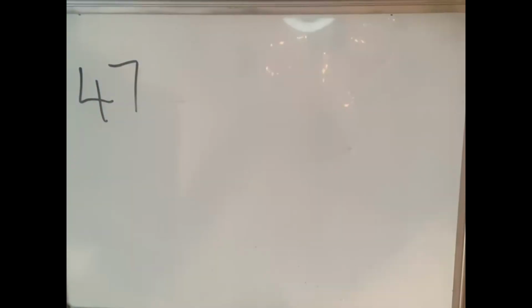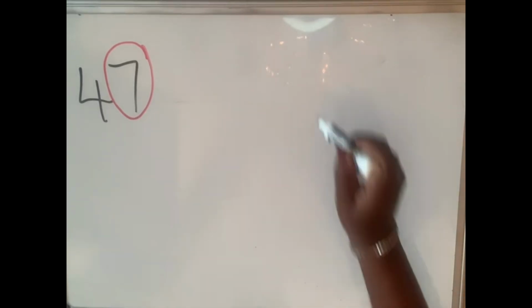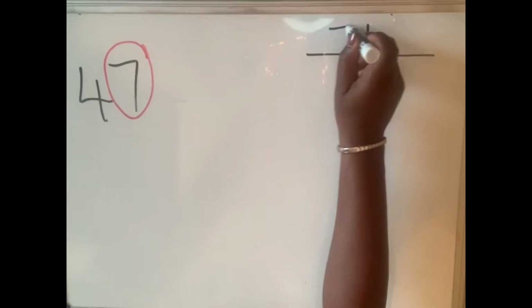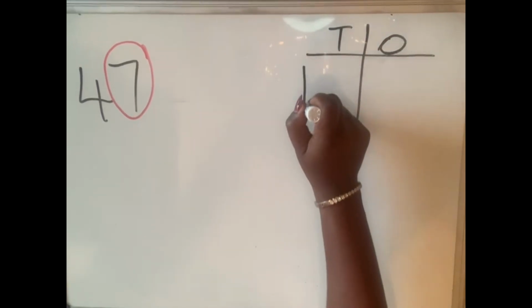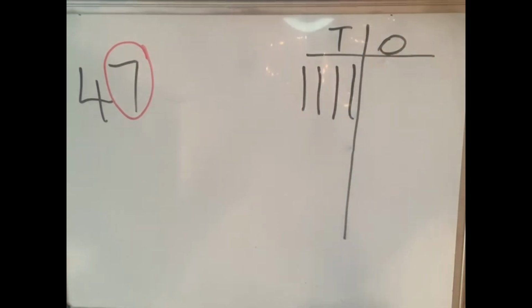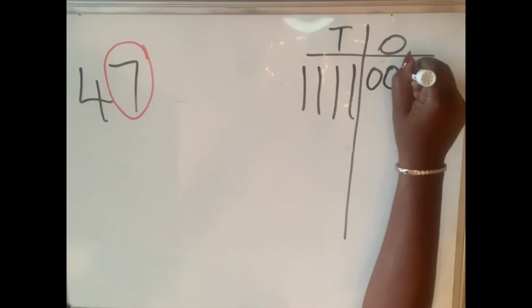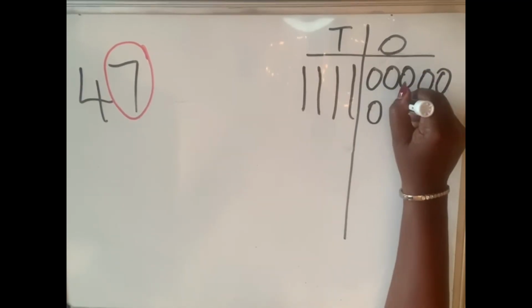47. Whenever we're finding the next multiple of 10 for any given number that is more than 1 digit, we always focus on our ones place because that is where we can make the 10. And so for this, my focus is going to be on 7. But first, let's go ahead and draw our place value chart. Here we have tens and we have ones. I have 4 tens: 1 ten, 2 tens, 3 tens, and 4 tens. And I have 7 ones. That's 1, 2, 3, 4, 5, 6, 7.